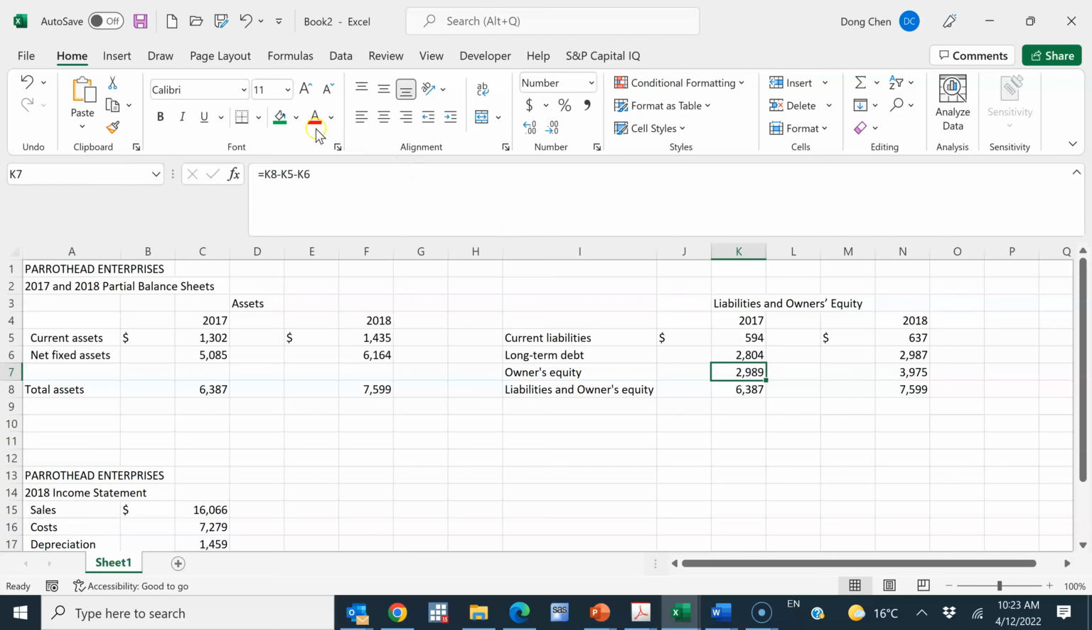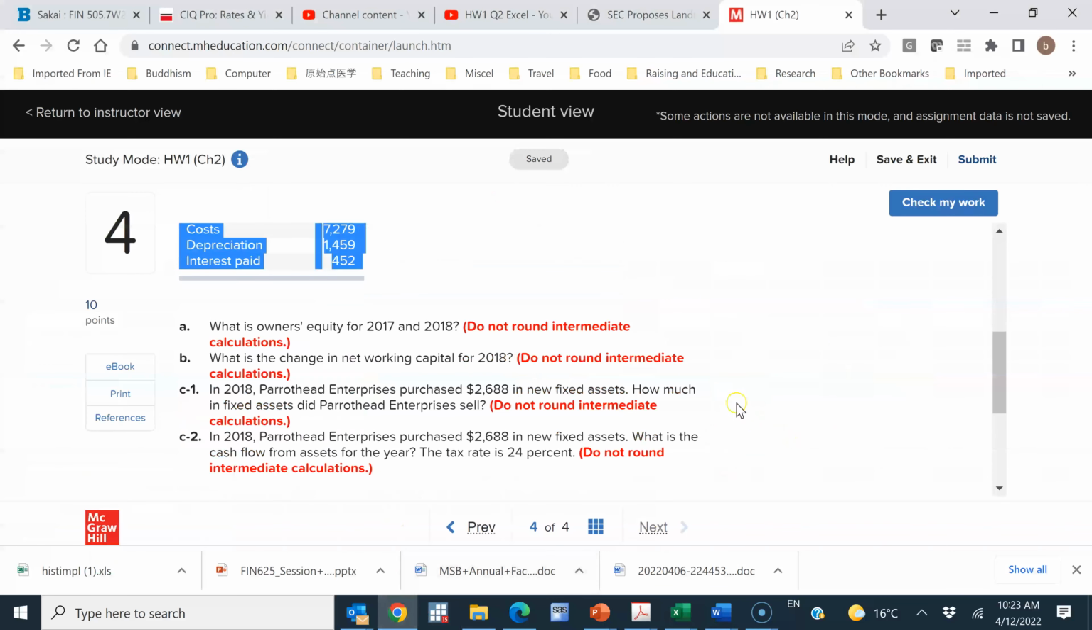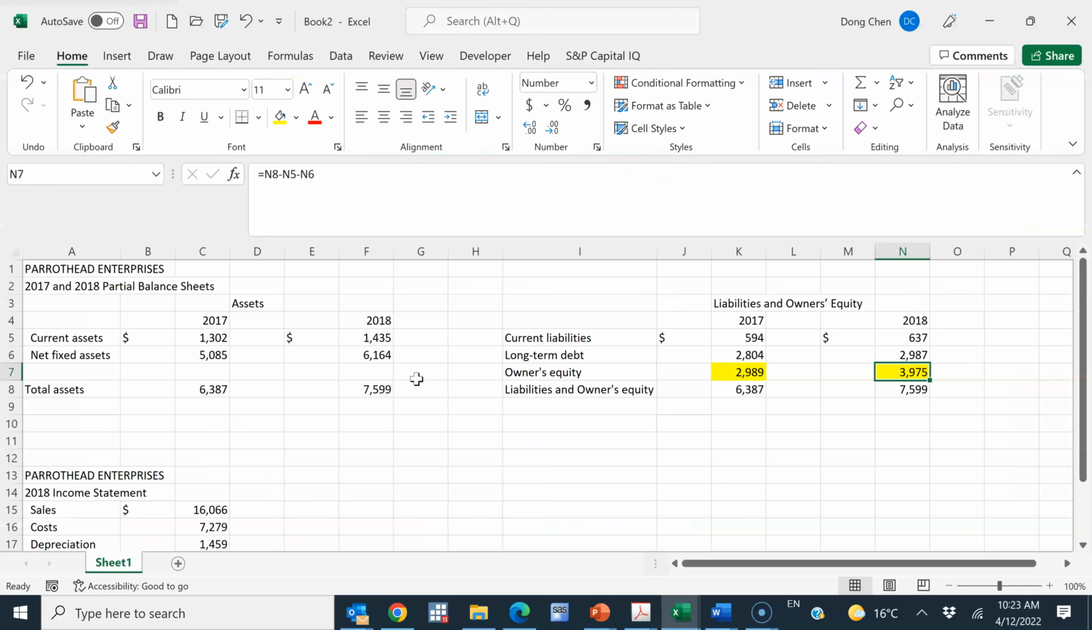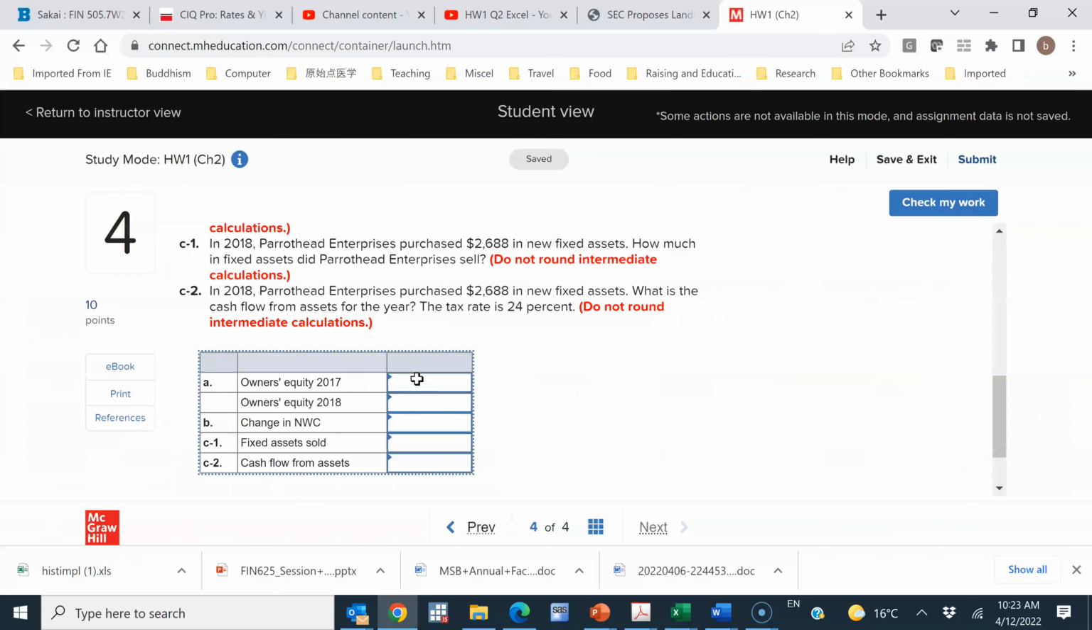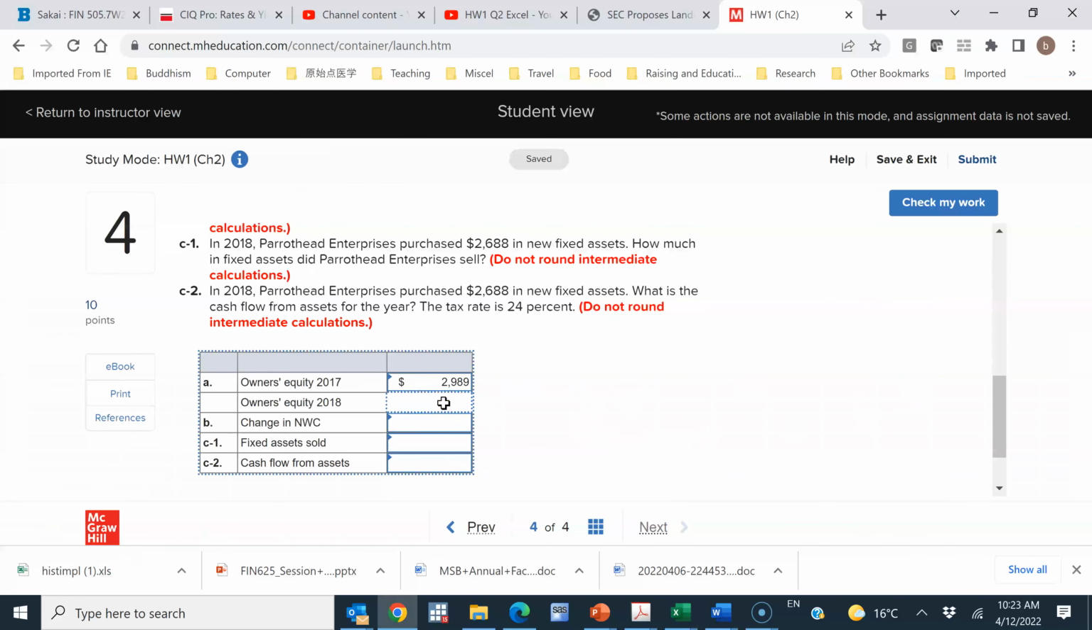So now I have basically figured out these two owner's equity numbers. And the rest of the job is simply to copy the number back. Owner's equity for 2017 is going to be 2989. So 2989. And owner's equity for 2018 is going to be 3975. So this 3975. Okay, so that's part A.